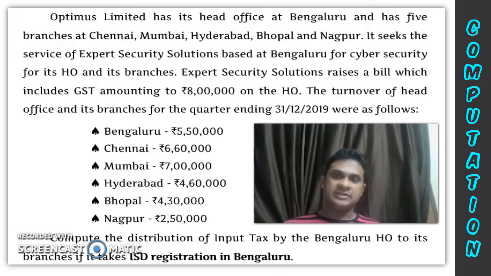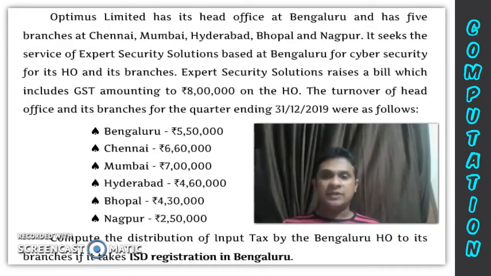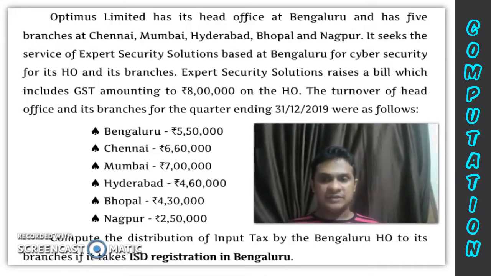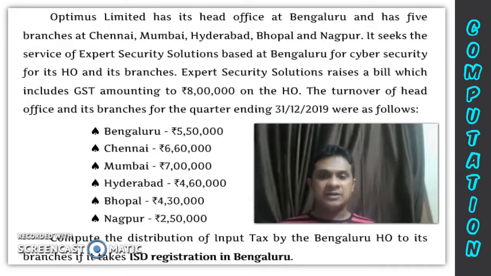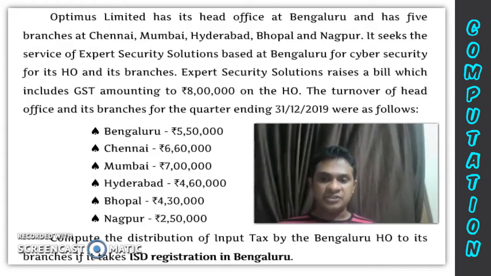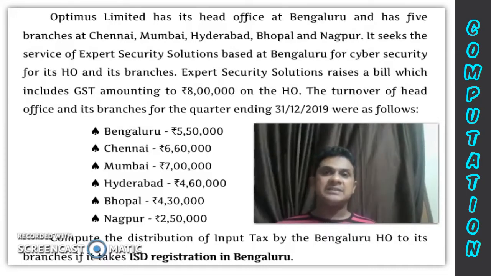In the bullet points, they have given the information about the turnover of the branches as well as the head office. Looking at the turnover information, they have given Bengaluru 5,50,000. Bengaluru is the head office, so the head office turnover is 5,50,000. Similarly, they have given the turnover information for the other 5 cities. And at the end, in the last paragraph, they mention to compute the distribution of input tax by the Bengaluru head office to its branches if it takes ISD registration in Bengaluru.